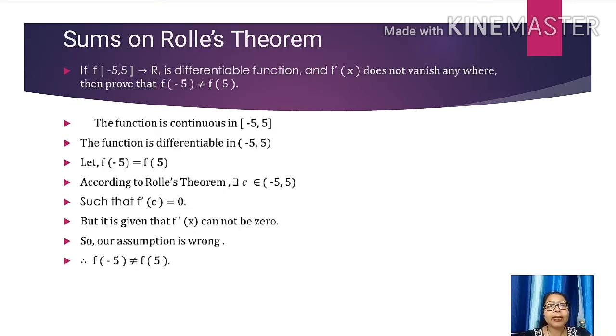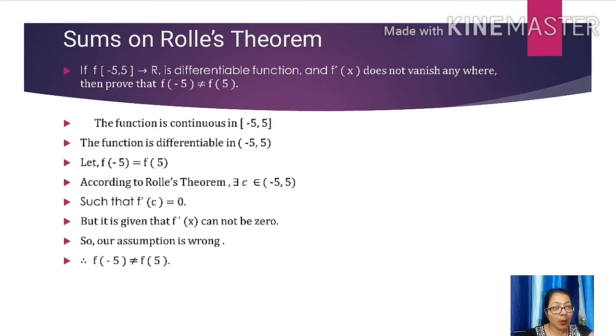Under the next sum, if f is a function on the interval minus 5 to plus 5, it is differentiable, and obviously since it is differentiable it is continuous also, and f dash x does not vanish anywhere. So we have to prove now that f(-5) is not equal to f(5). The function is continuous in the closed interval minus 5 to 5 and differentiable. These two are given.